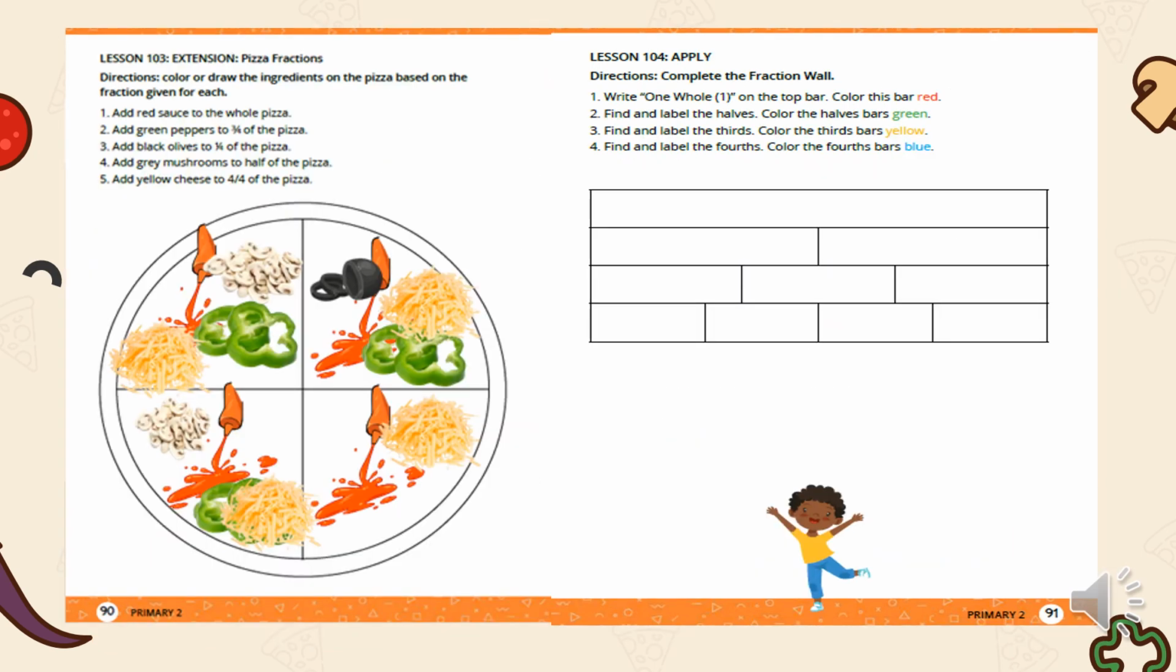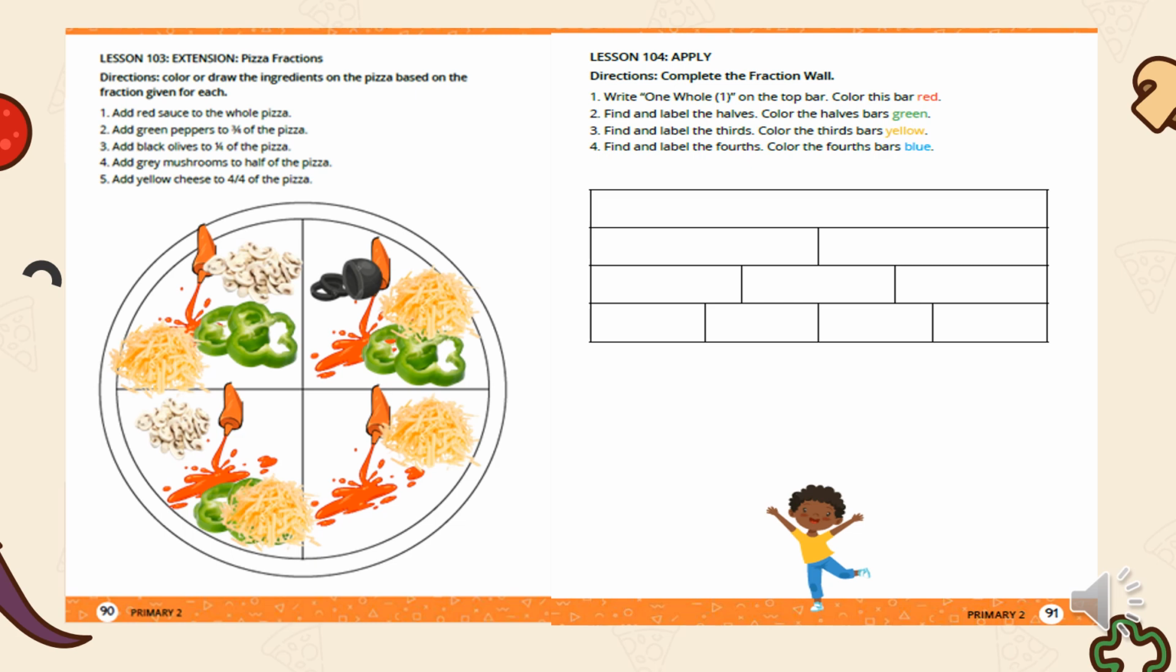Now it's time to cook the pizza, following the ingredients of the pizza. So in number 1, it asks me to add red sauce to the whole pizza. So we put red sauce. Number 2, add green peppers to 3/4 of the pizza. So we are going to put green peppers on 3 parts only. 1, 2, 3.